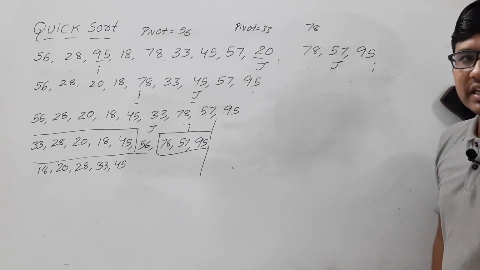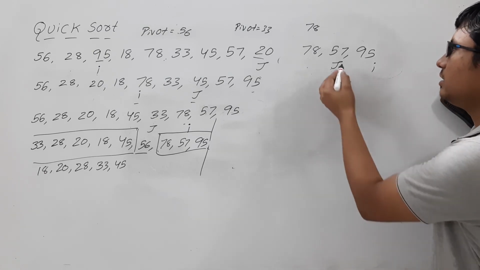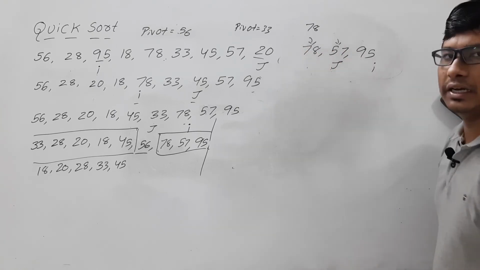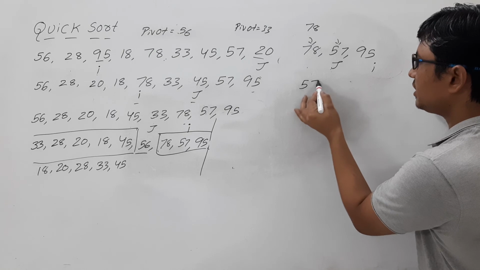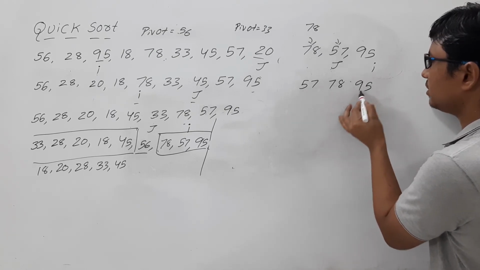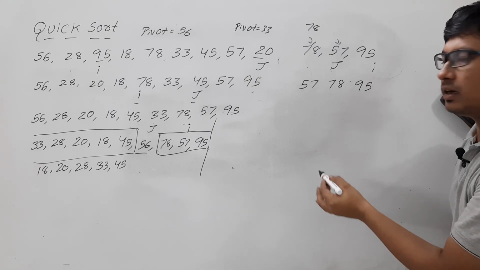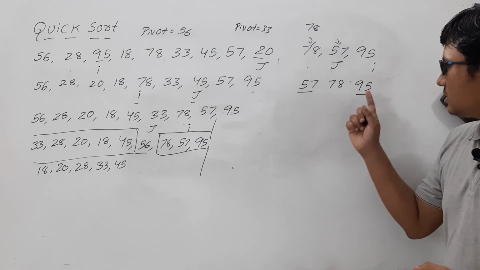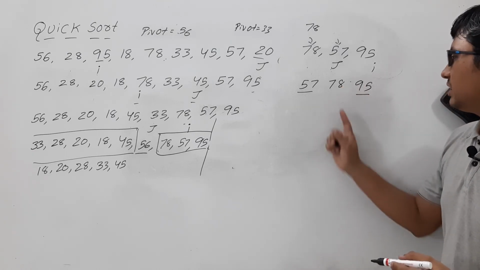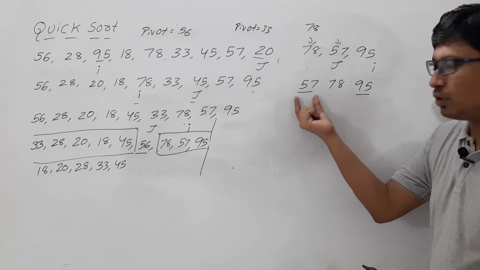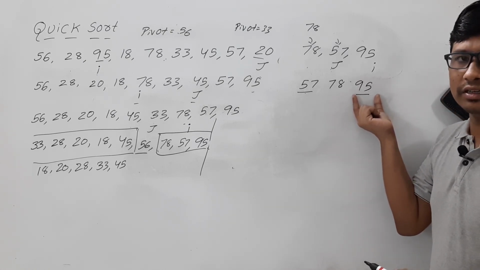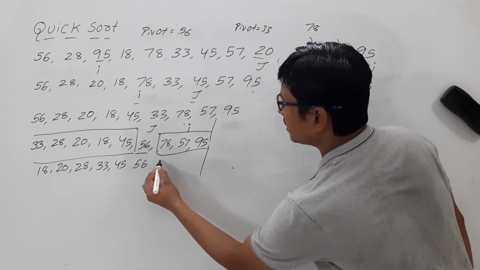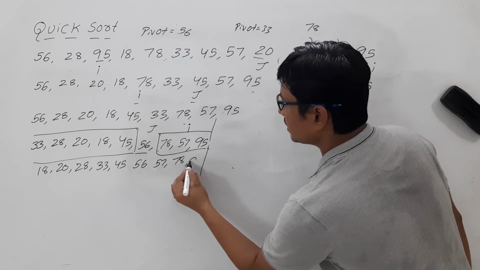Now look at i and j. j is less than i, so what do you need to do? Swap A of j and the pivot element. If you do it, you will get 57, 78, 95. Now the element on the left hand side is less than 78, and the element on the right hand side is greater than 78. Each subarray consists of only one element. Then if you combine, you will get 57, 78 and 95.